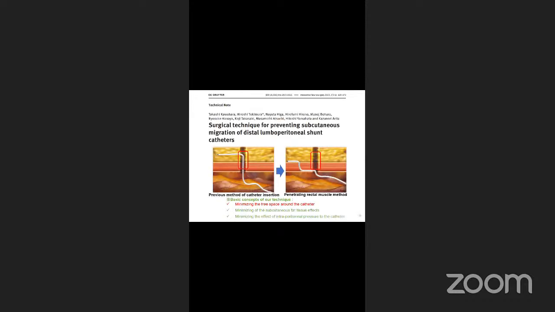We invented a simple method to prevent this migration. It is a very simple technique. We call this technique the penetrating rectal muscle method. In this method, the abdominal catheter is not exposed in the surgical space.